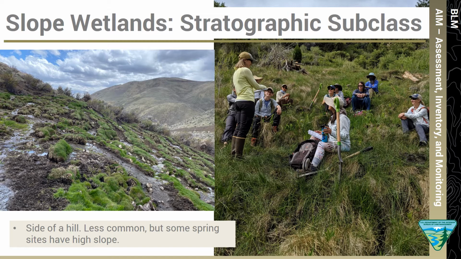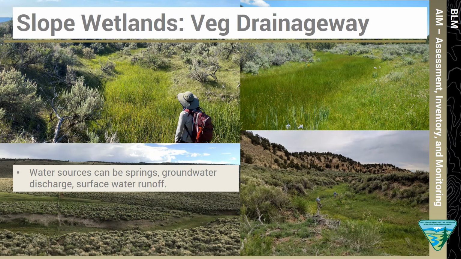Stratigraphic slope wetlands occur on the side of hills where springs emerge. They can be quite steep and are generally smaller than topographic slopes. The third slope subclass is vegetated drainageway. These are narrow linear features fed by groundwater discharge, springs, and surface water runoff.